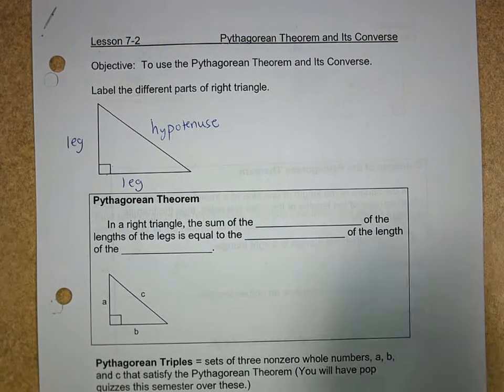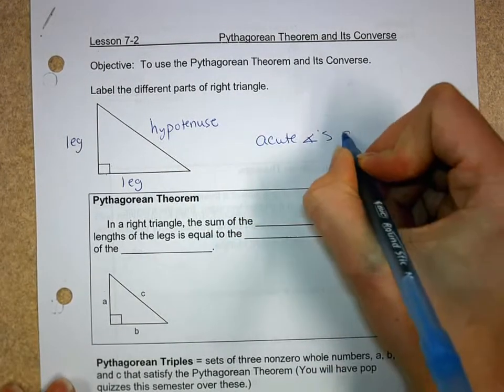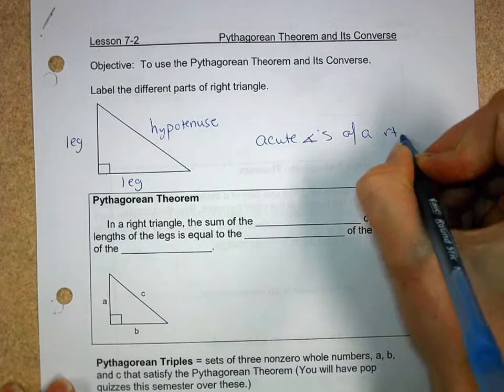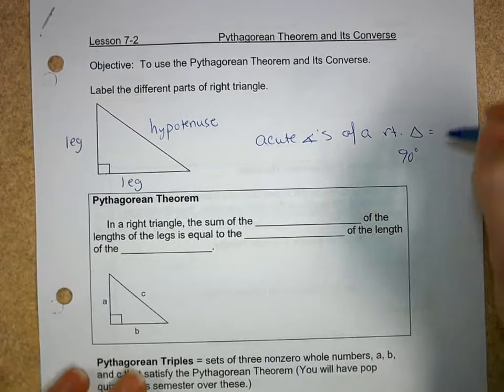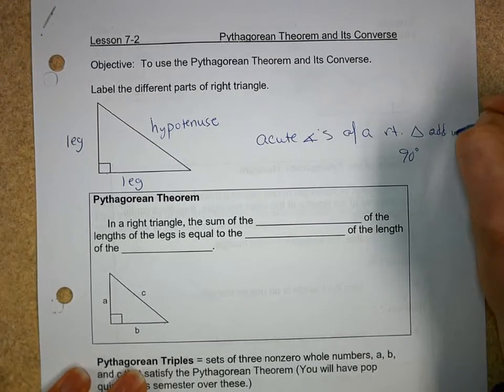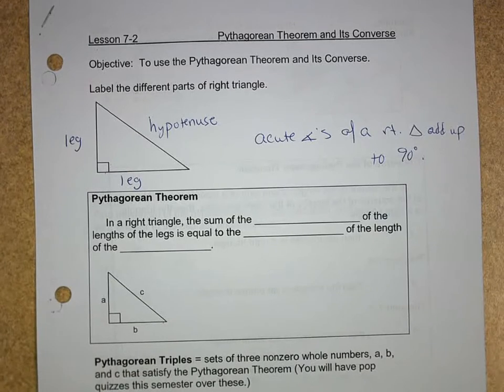Now, remember also another thing: the acute angles of a right triangle equal 90 degrees. That means they're complementary. Let's just say they add up to 90 degrees. Their sum is going to add up to 90. So it really keeps it simple, but it also helps us solve for missing angles.